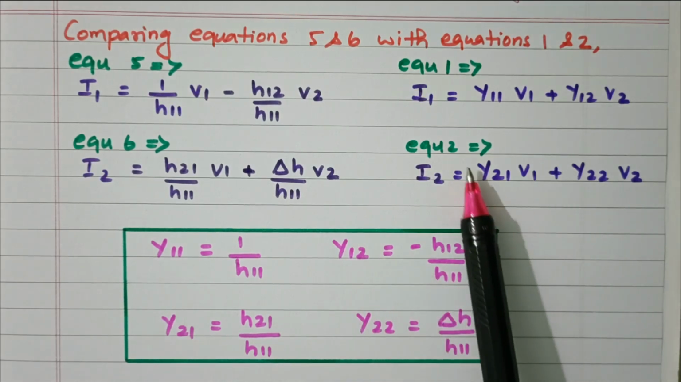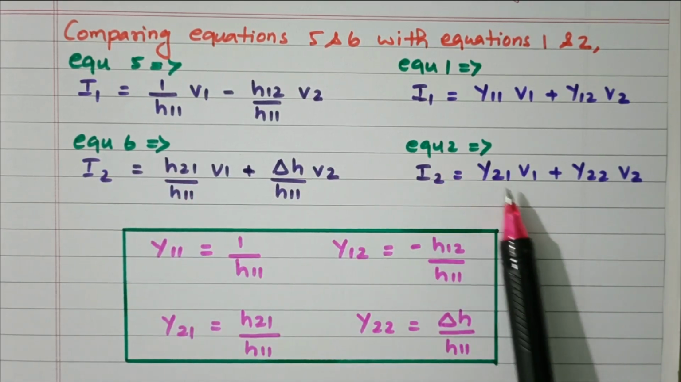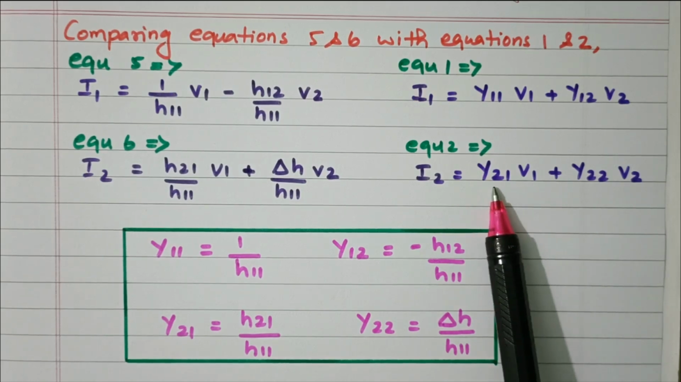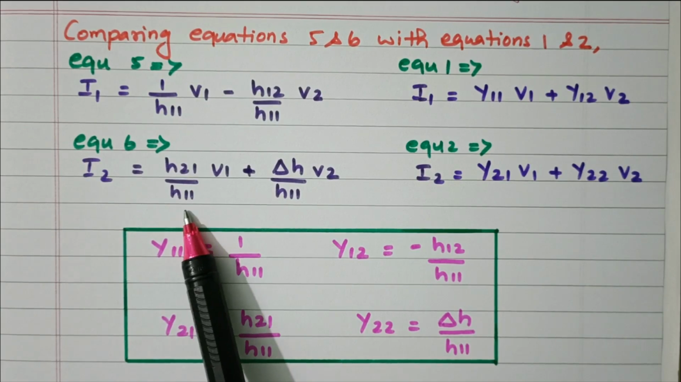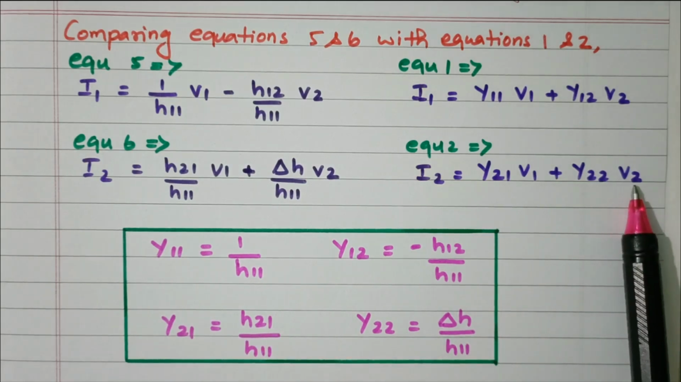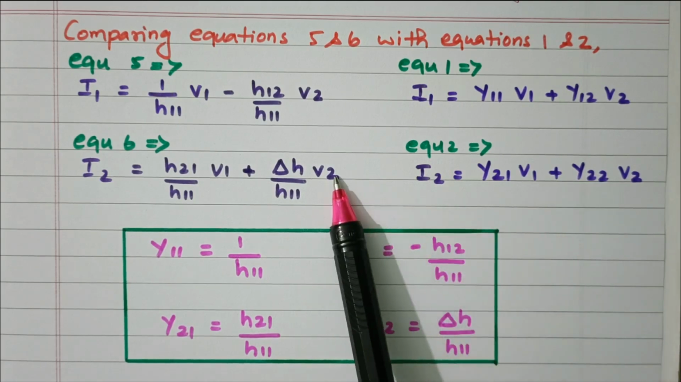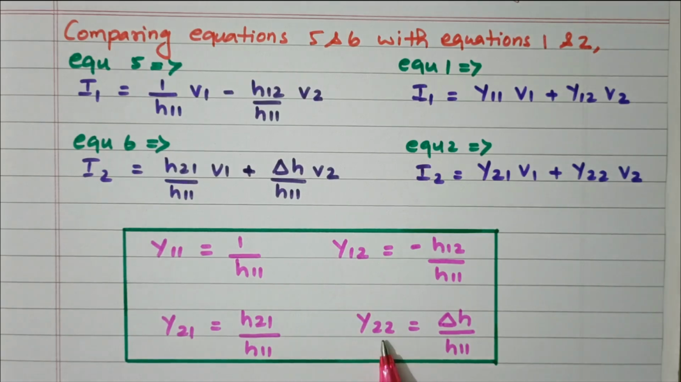Right? Now we'll compare equations 2 and 6. In equation 2, the coefficient of V1 is Y21. Here the coefficient of V1 is H21 divided by H11. So that is written here: Y21 equal to H21 divided by H11. Then the coefficient of V2 is Y22. Here the coefficient of V2 is del H divided by H11. So Y22 equal to del H divided by H11.